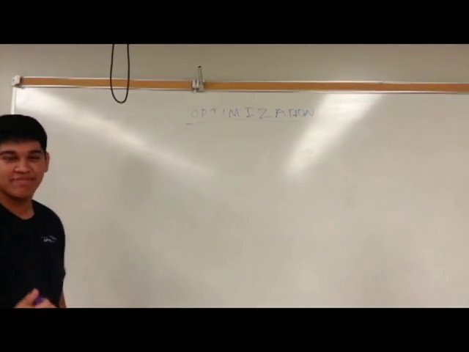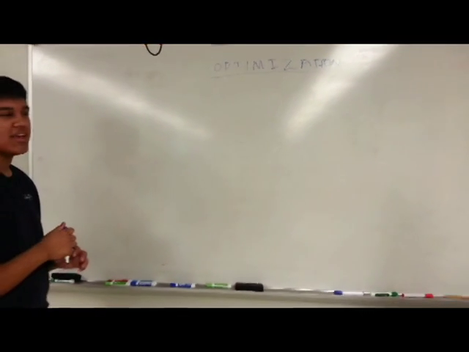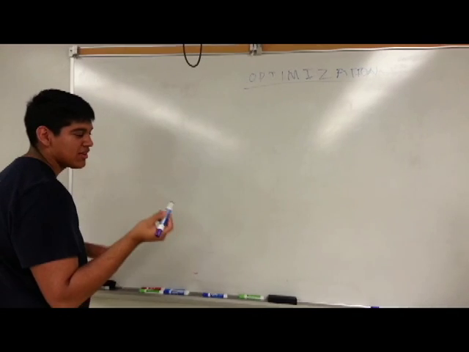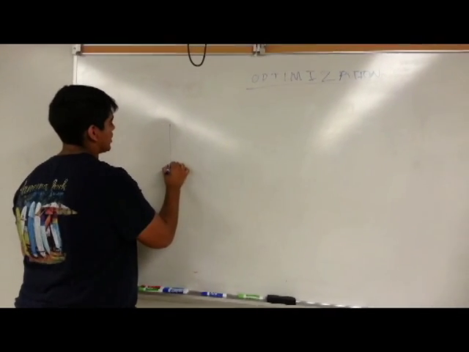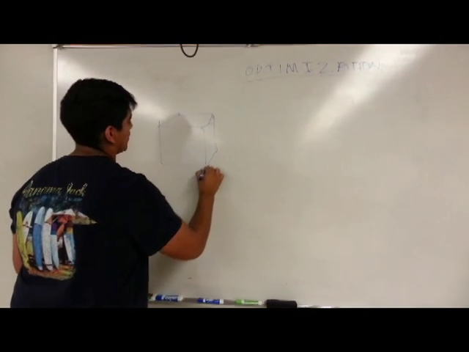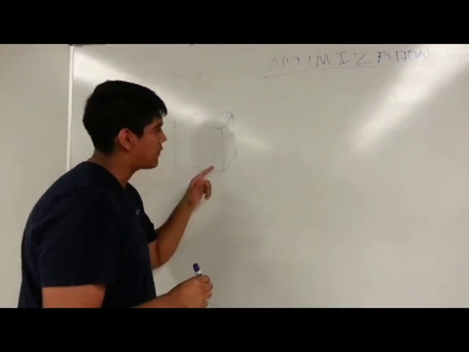Optimization. Okay, so let's say we have a cat. Let's try to optimize a cat. Maybe put it inside of a box or something. So look at it. We have our box. Good enough. And we're gonna try to fit a cat inside here.